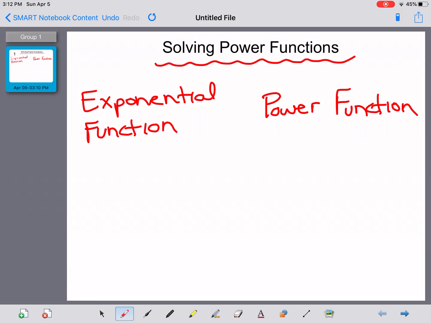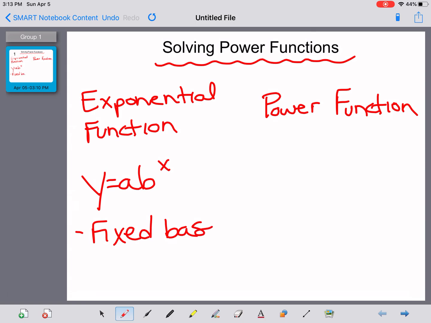Now, just as a quick difference between what we've already dealt with, exponential functions, and what a power function is, let's just talk about that real quick. The way we've dealt with exponential functions is in terms of y equals a times b to the x. The big piece of that is that there's a fixed base and the exponent is variable.